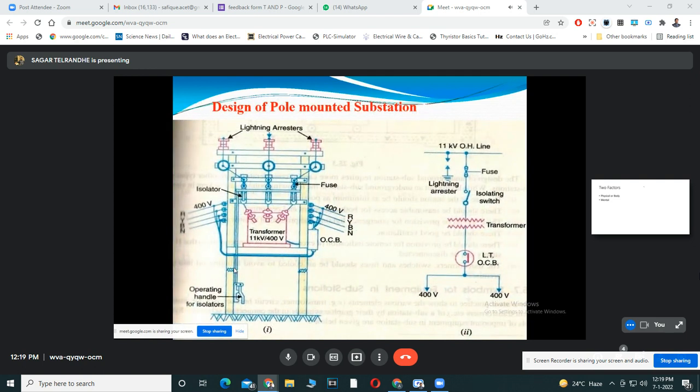Here we have the lightning arresters. The purpose of these lightning arresters is to ground the surge voltage developed during lightning and thunderstorms into the ground. Here we also have an isolator which is operated using an operating handle of the isolators.